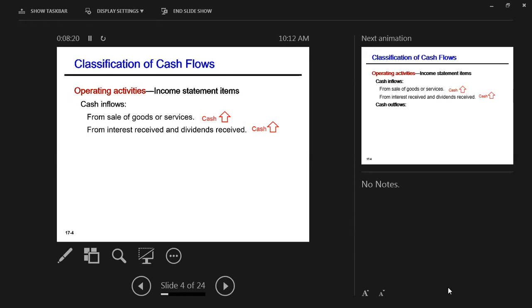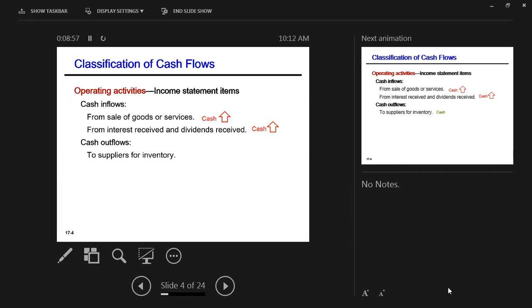Then we are going to see cash outflow. That means cash is not with you, cash goes to other people. And what are the examples? These examples should be related with expenses, because we are talking about operating activities. First example, to suppliers for inventory. So you are going to pay cash to suppliers. Why are you going to pay cash to the suppliers? Because you buy inventory from them. And this inventory is connected with cost of goods sold, because we are talking about operating activities.